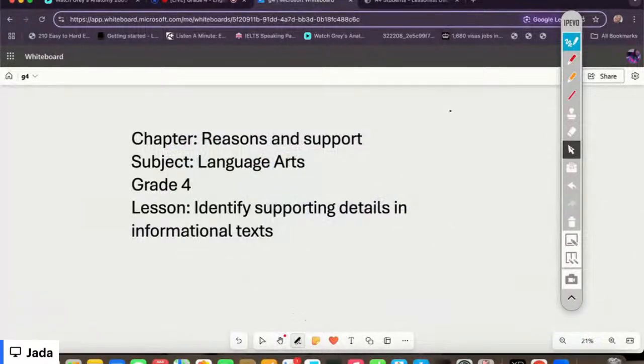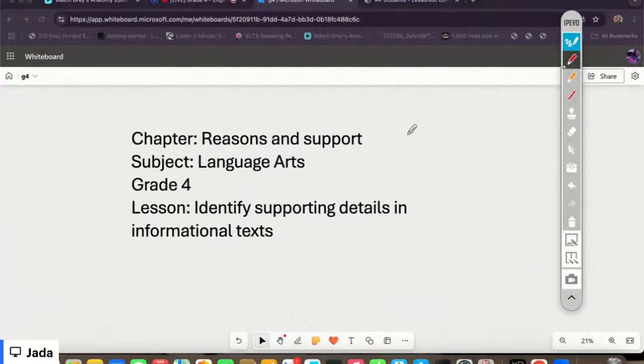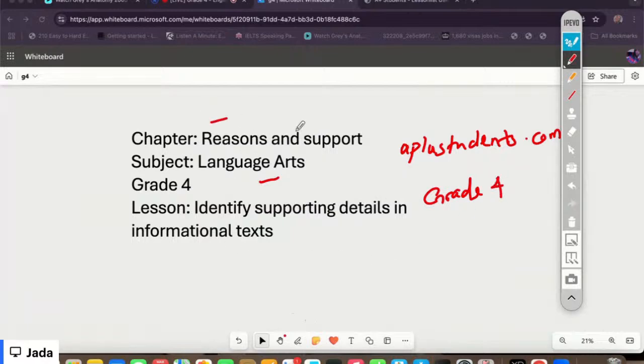Alright, today we will continue our lesson, which is reasons and supports. We started last week, so we will finish up the lesson today. First, you have to log in using aplusstudent.com. You click on your name and move on to Language Arts. Our grade is grade 4. The chapter is reasons and support. The lesson will be identify supporting details in informational text.